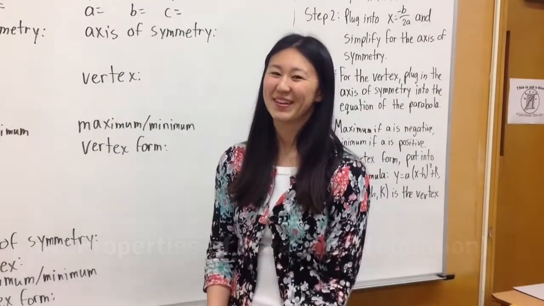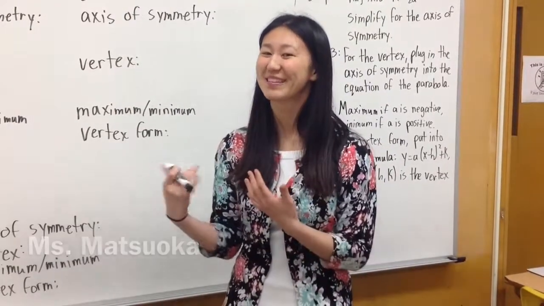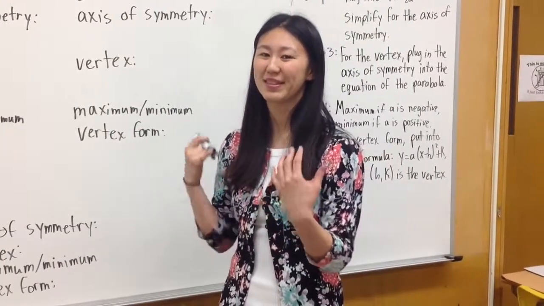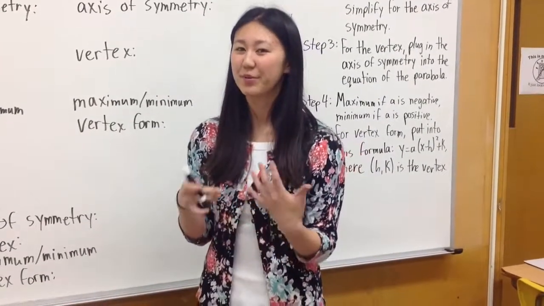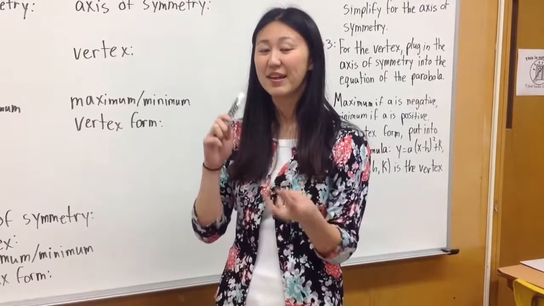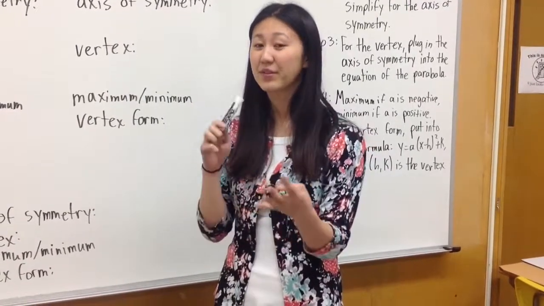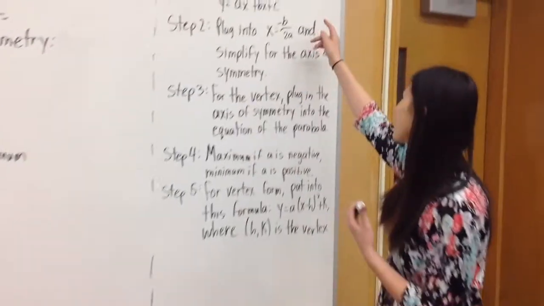Hi, I'm Ms. Matsuoka, and I'm going to teach you about how to work with properties of parabolas again, but this time it's with the equations. You're not given a graph this time, you're given an equation. We're going to find pretty much the same things, the axis of symmetry, the vertex, if it's a maximum or minimum, but we're also going to put it in vertex form. So let me show you what I mean by these things.